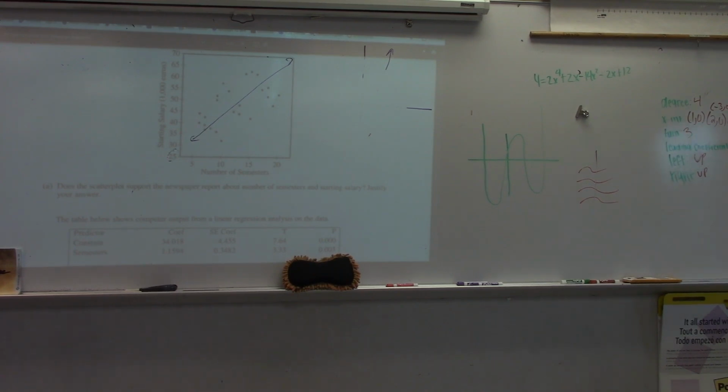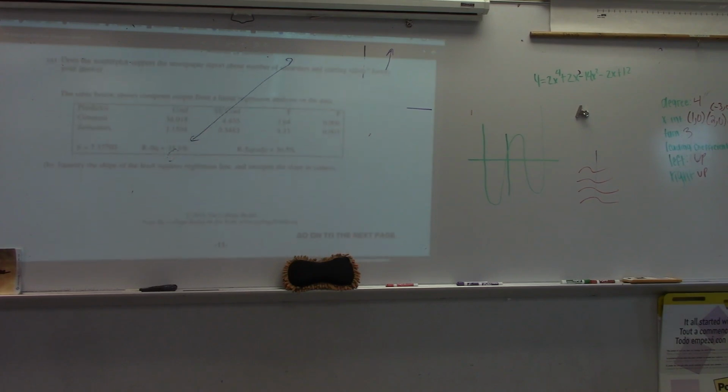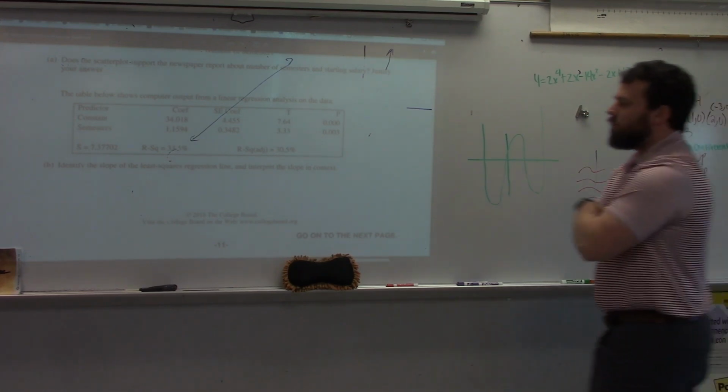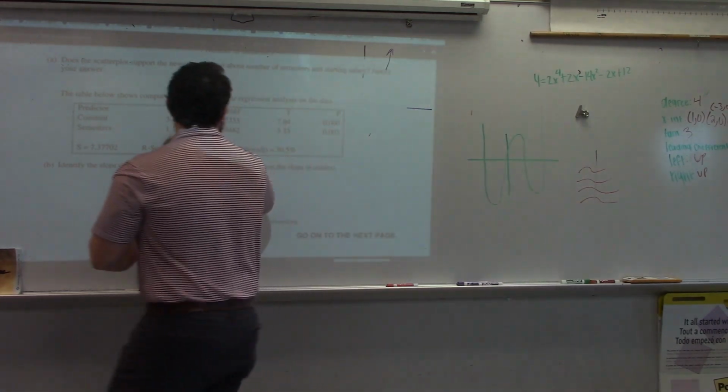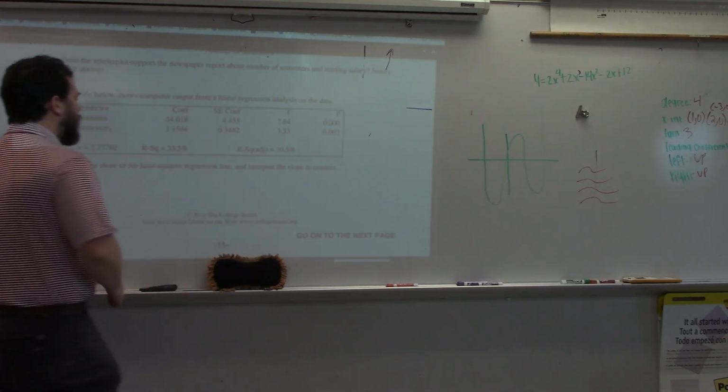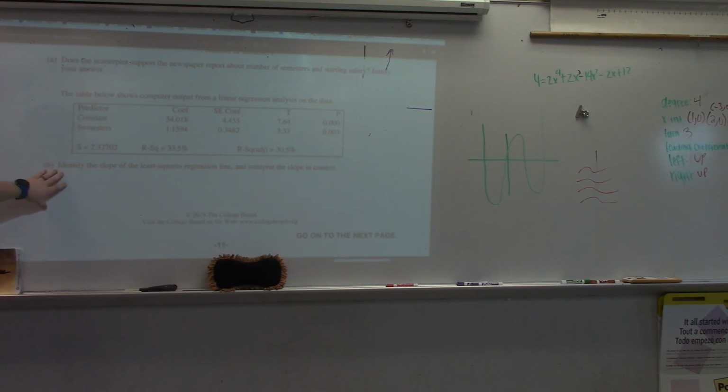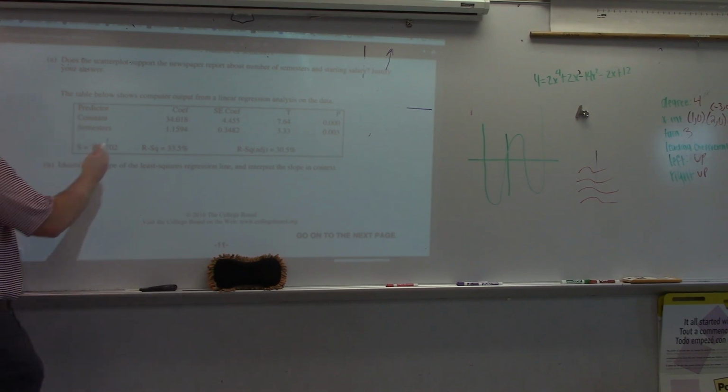So the table below shows computer output. Now I need y'all to pay attention to this because some of us did struggle with this part yesterday on the demonstrated understanding that we're going to go over. Logan, where am I going to see the slope of the least squares regression line from this problem? So to the right of the semesters.